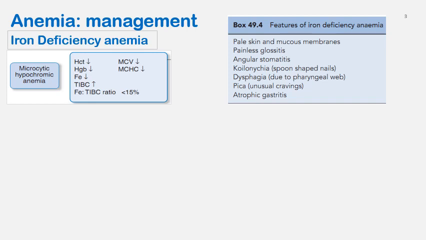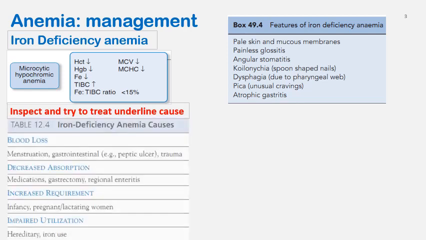Patients with iron deficiency anemia are characterized by atrophic gastritis, reduction in the size of the stomach, and loss of appetite, sometimes with abdominal pain. How to treat? We should first investigate and try to treat the underlying cause, including blood loss through menstruation, gastrointestinal or peptic ulcer, or trauma, or causes that decrease the absorption of iron, such as medication, gastrectomy, and regional enteritis, okay?